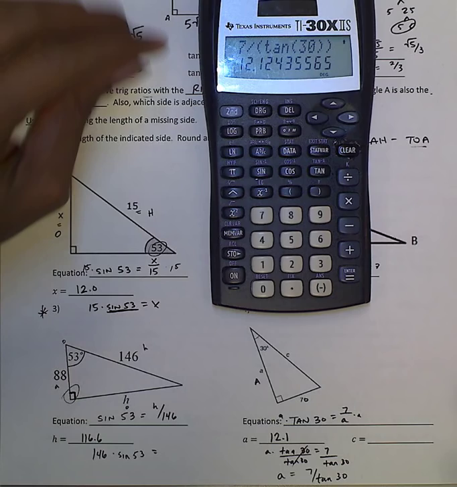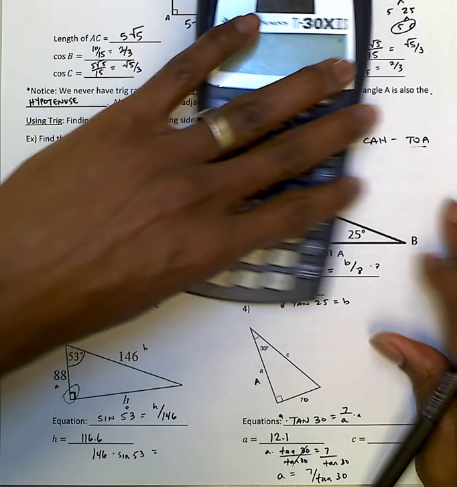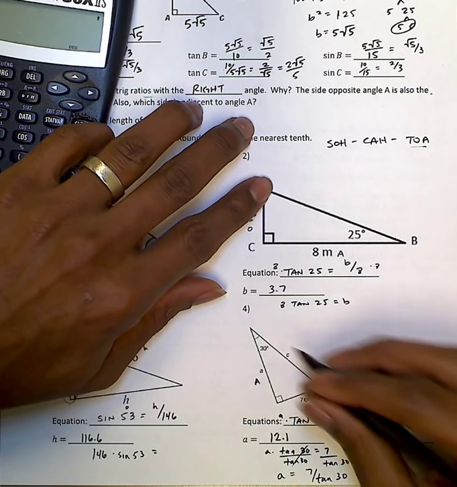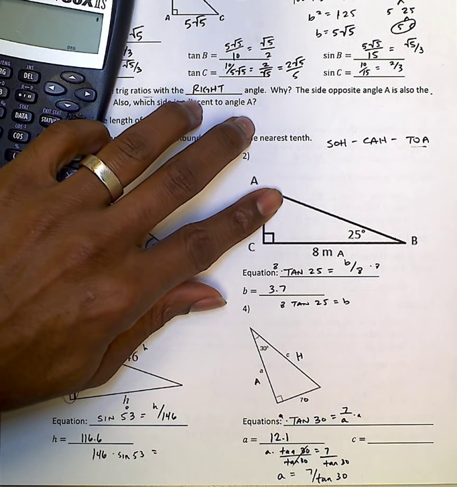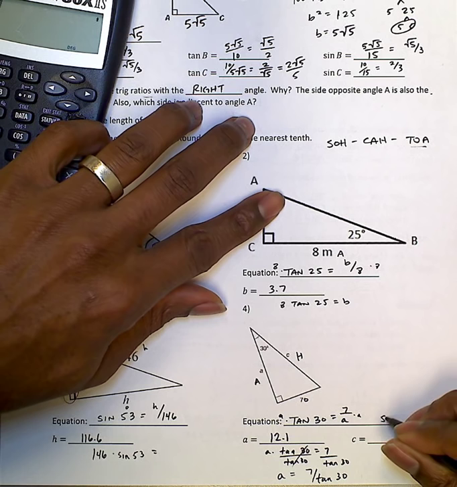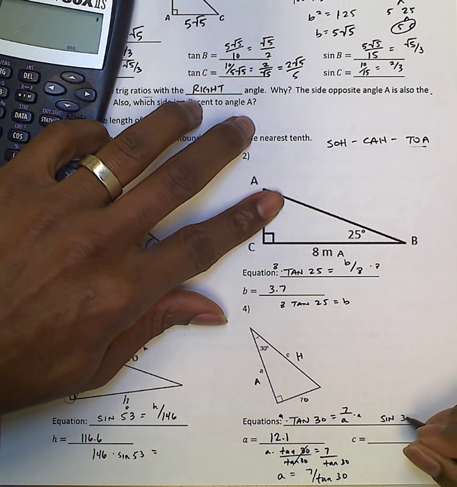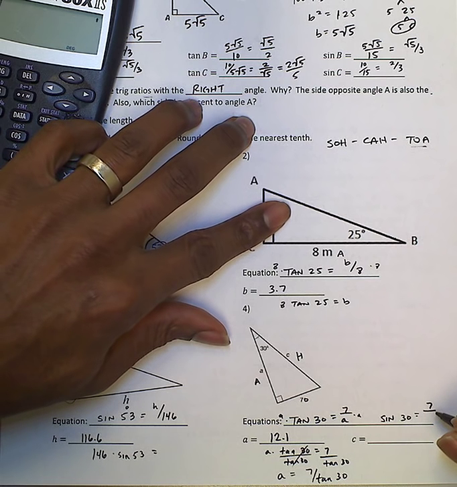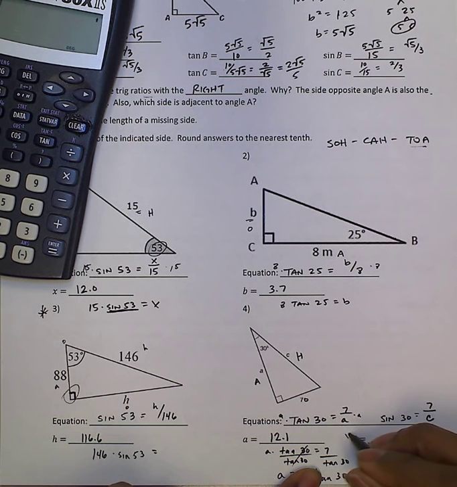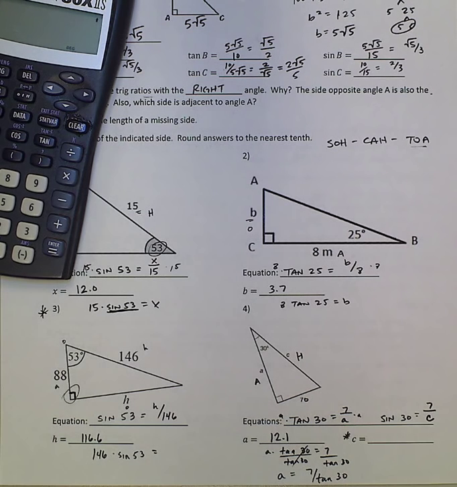Now we'll do the same thing. I'll help you set up C. Again, 7 is our opposite, C is our hypotenuse. Opposite and the hypotenuse tell us to use sine. So we're going to use sine of 30 equals the opposite 7 over the hypotenuse C. Now you bring this to me tomorrow. See, done.